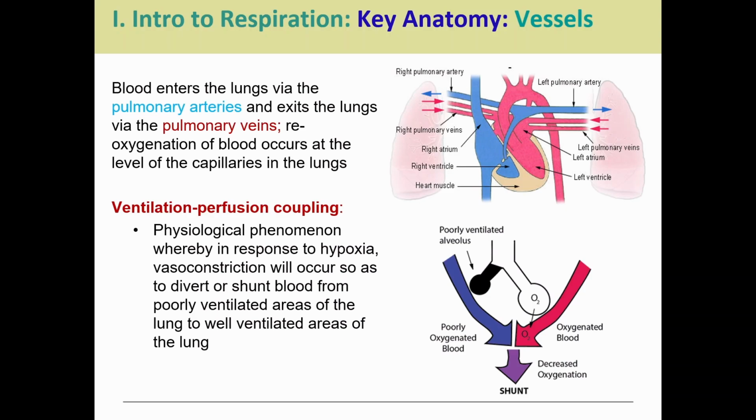Now, the ventilation perfusion coupling is basically saying that when you have this response to hypoxia, meaning low oxygen, vasoconstriction will happen to make sure that blood goes from the areas that are poorly ventilated to areas that are well ventilated in the lungs. So if there's an area of the lungs that is not performing gas exchange very well, we will divert blood away from those alveoli and go towards the alveoli that are actually working.